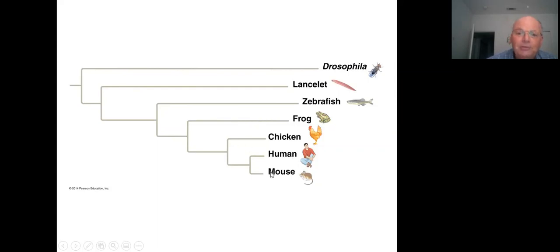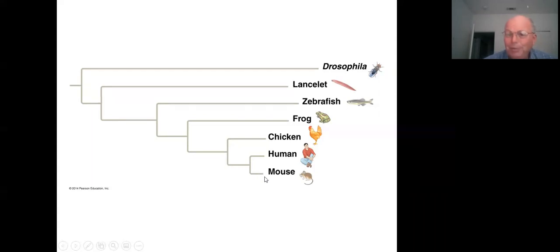So not surprisingly, because humans and mice are relatively closely related within chordates and certainly within mammals, because they're both mammals, only a limited amount of genetic change has occurred. And yet the line on humans is a little bit longer than the line on the mice. So that indicates that humans have undergone a little bit more genetic change than mice have undergone since we shared a common ancestor.